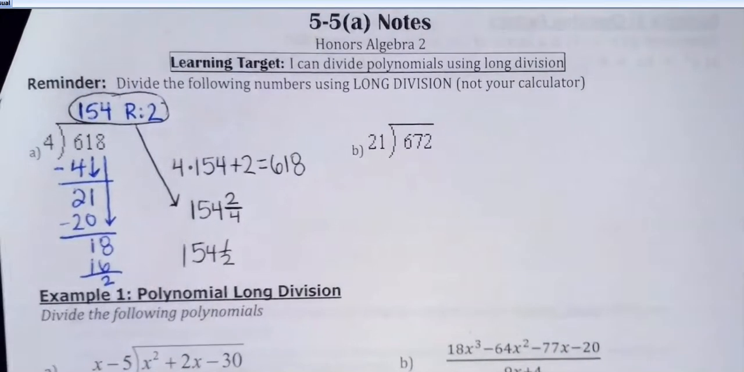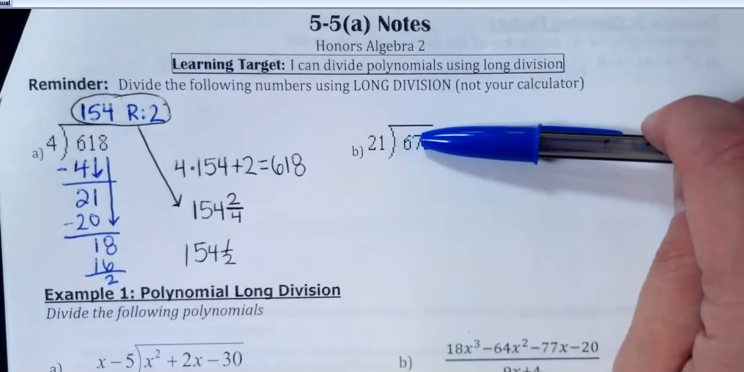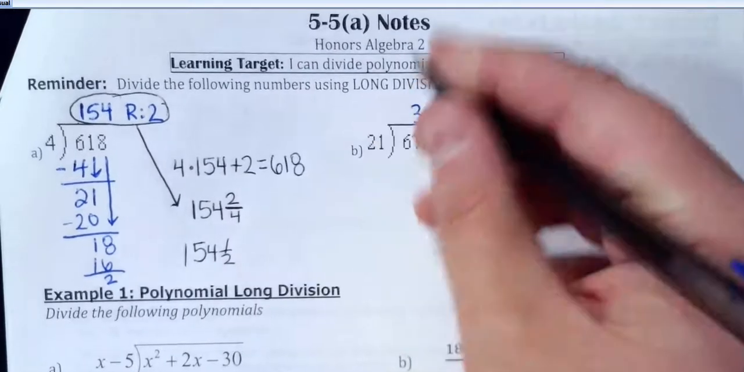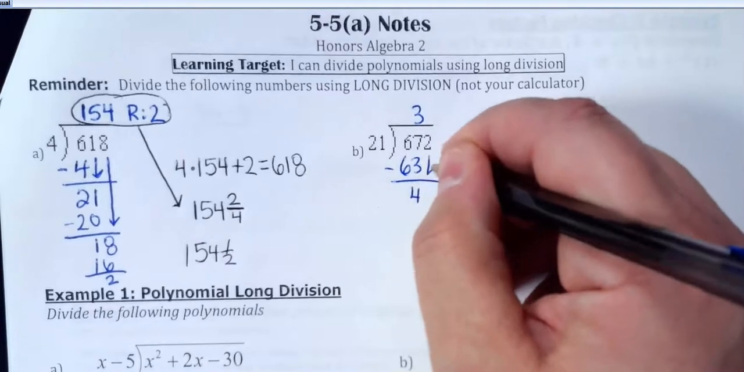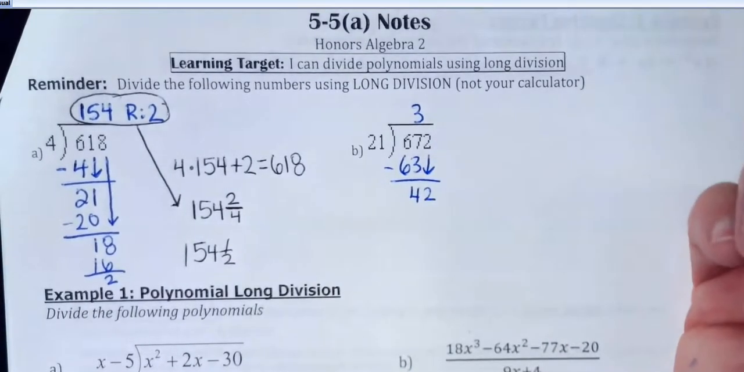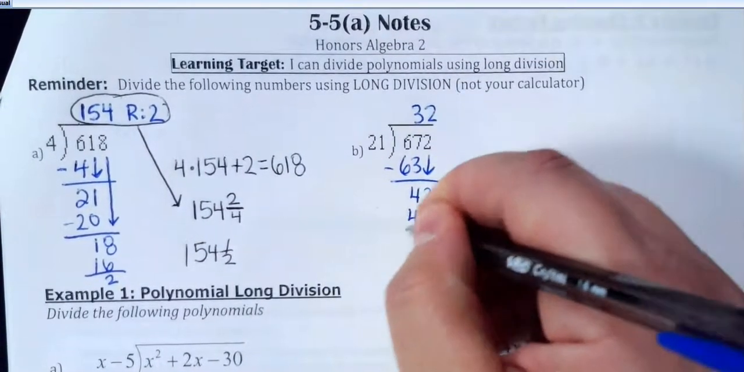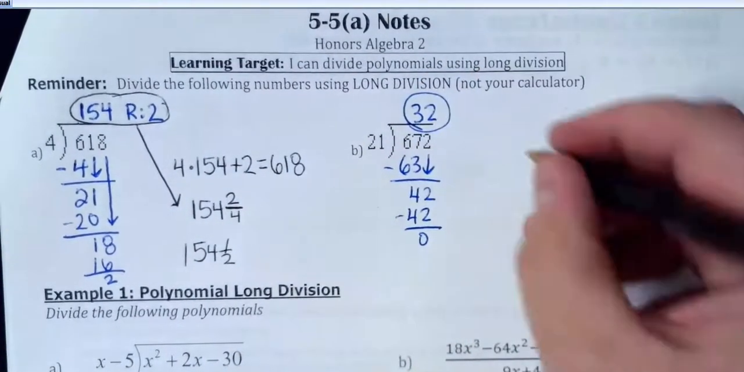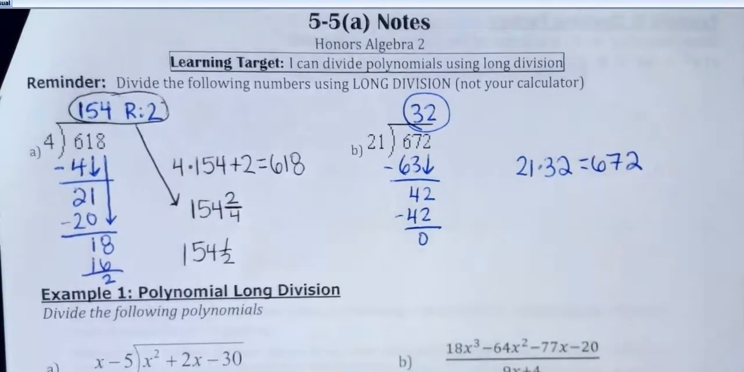Okay, now if I have a 2-digit number, like I've got 21, that doesn't go into 6, so you just scooch over and you say, okay, how many times does 21 go into 67? 3. So then put 3 on top. 3 times 21 is 63. Subtract this. This would be 4. Bring down the 2. How many times does 21 go into 42? 2. Now, if you do this, 2 times 21 is 42. So there's no remainder there. So my answer would just be 32. And what that means is 21 times 32 is 672.